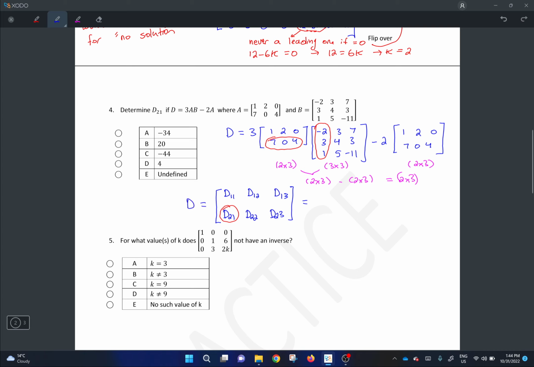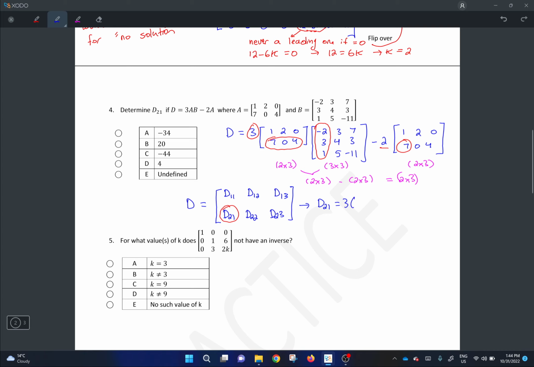I'll say D is equal to this. So then D21 is going to be, don't forget the 3. I need the 3 there. And I need the -2 times the 7 there. I'm doing this the fast way.